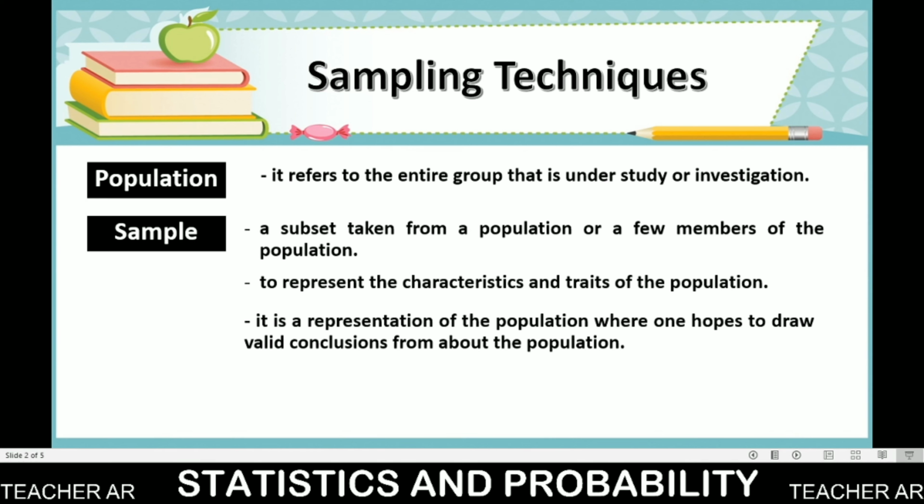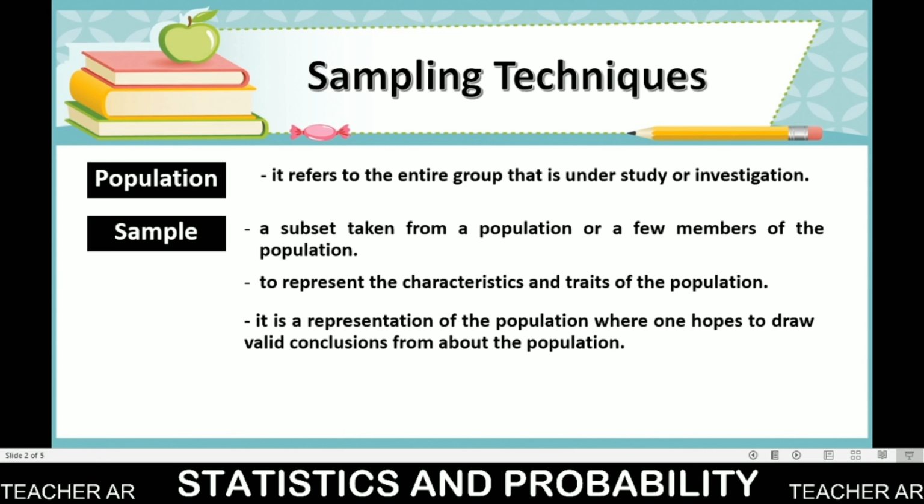Kaya pwede nating maitanong, Sir, bakit pa natin kailangang kumuha ng sample? Okay, to explain that, let's have an example. You are conducting a research study in a certain city, and that city has a population of 30,000 residents. Now, kapag isinama mo yung buong population sa inyong study, kapag isinama mo yung buong 30,000 residents sa inyong study, it will take you a lot of effort. Not just the effort, but also the time and the money. In the other words, it will take you a lot of resources.